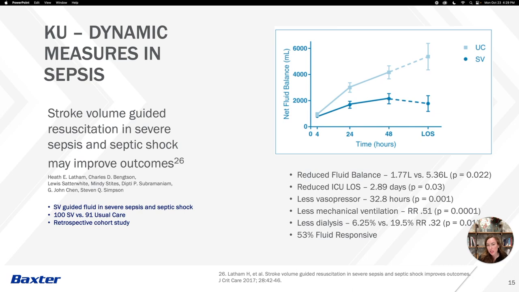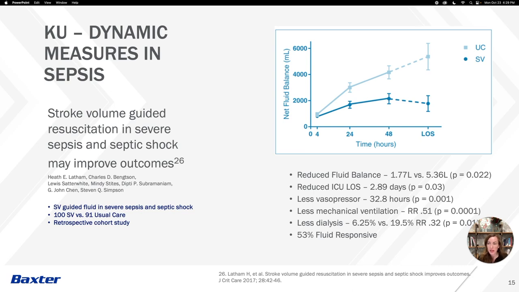The next question we need to ask ourselves, before we dive into what dynamic measures are, is: does using dynamic measures to guide fluid resuscitation in sepsis and septic shock change outcomes? And the answer to that may be yes. So I'm going to start with a single center retrospective study.